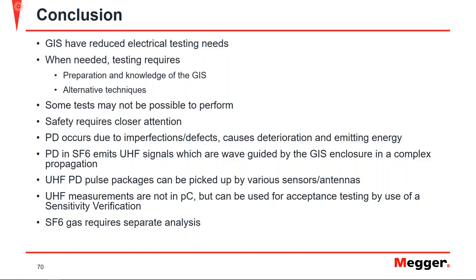The UHF method cannot be calibrated, so you cannot measure in picocoulomb, but instead you use acceptance testing by use of the sensitivity verification. That way you can verify that you can measure defects of 5 picocoulomb or greater. And finally, SF6 gas requires a separate analysis. I just wanted to cover that this is more about the partial discharge testing. To analyze the SF6 by itself would require a separate analysis.